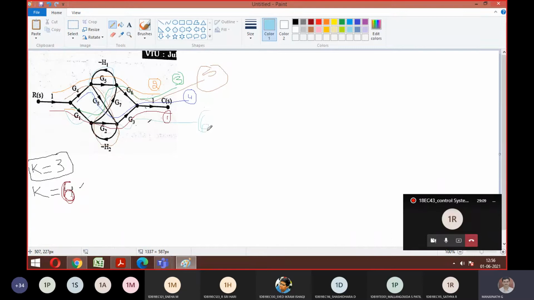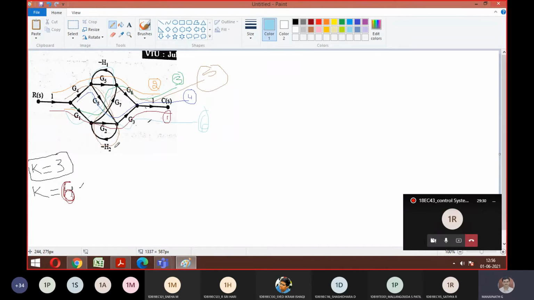Agree, everyone? Yes, sir. You can see the color variation. So you can find the six forward paths. I hope you got the logic now. When you are tracing and completing a path, the same node should not be traced twice. That is the meaning of forward paths.